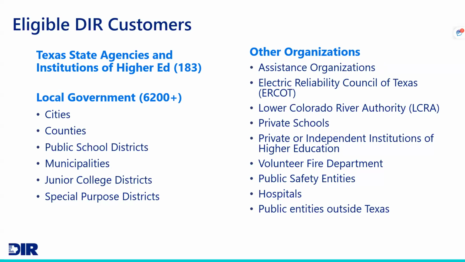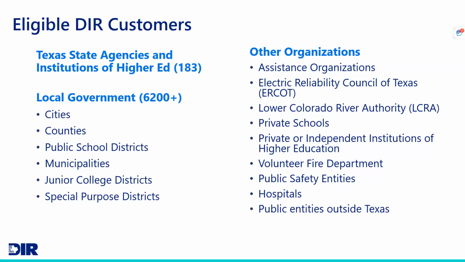That includes assistance organizations as they are defined by the Comptroller's Office. Also, entities like ERCOT, LCRA, private schools and charter schools, private higher ed, volunteer fire departments, public safety entities like 911 centers, hospitals. Boy, we all know the medical industry carries a high degree of IT about it anymore.